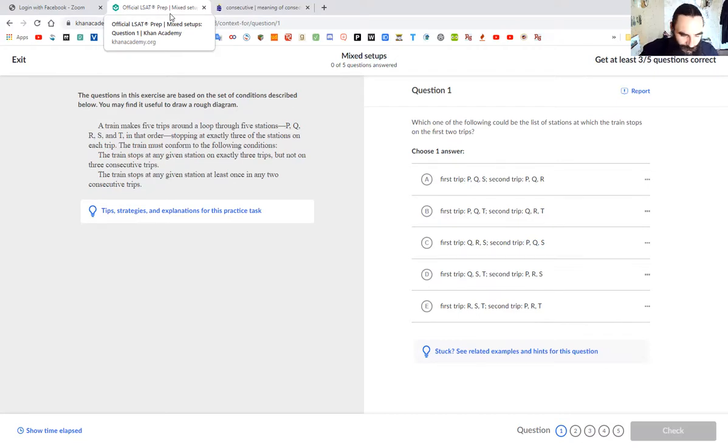I got the first condition. So okay, let's take train, stops on all of them. Train stops at all of them in 3 trips, but not on the 3 consecutive trips. Like stops all 3, but not 3 consecutive. Okay, how does it sound? Consecutive.